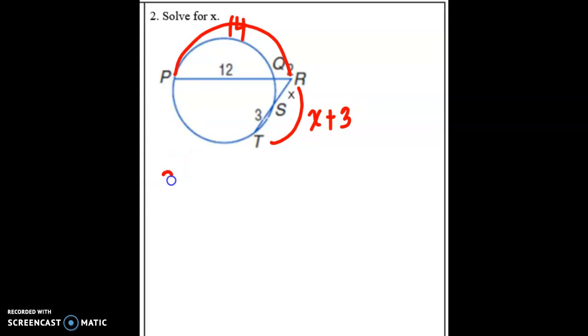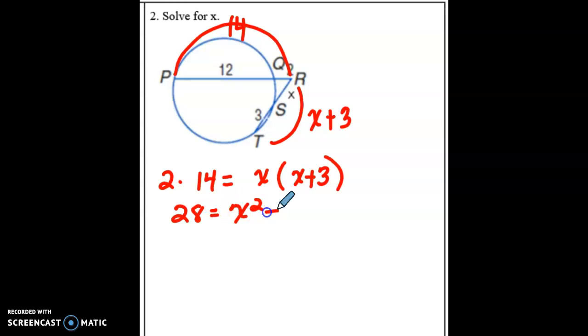So we have 2 is to 14 as x is to x plus 3. Oh yes, a quadratic. I know you're excited. And you're going to set it equal to 0 and then factor it.